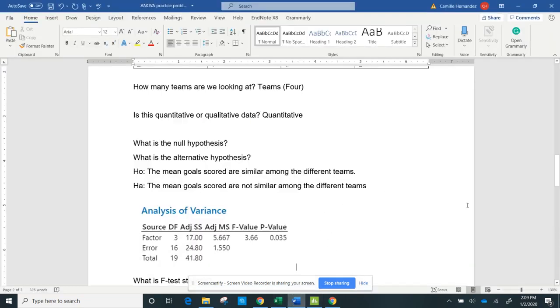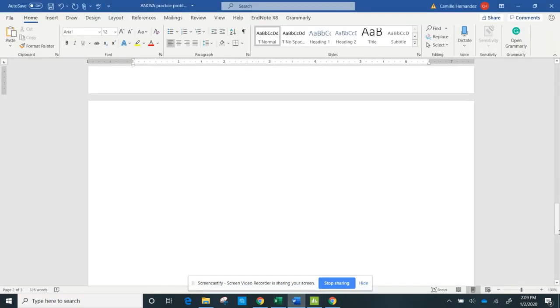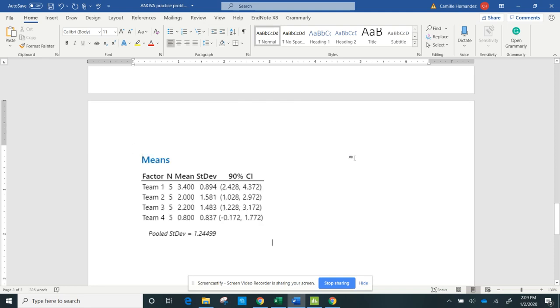If for some reason I ask, I'm going to put it down here, for the average of each team, I can see here for team 1, I had 5 in that sample, and my average was 3.4 with a sample standard deviation of 0.894. And you can do it for any of the groups or the factors that we have, and we even have the confidence interval here, the 90%, so that's kind of useful.